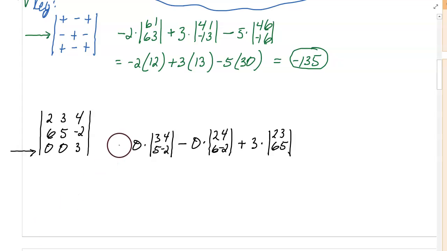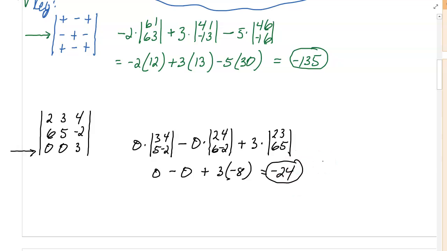Notice how 0 times whatever this number is just going to be 0. And here in the middle, 0 times whatever this number is just going to be a 0. So we're left with 3 times, and then 2 times 5 is 10. Subtract 3 times 6 is 18. 10 subtract 18 is -8. This answer is -24.